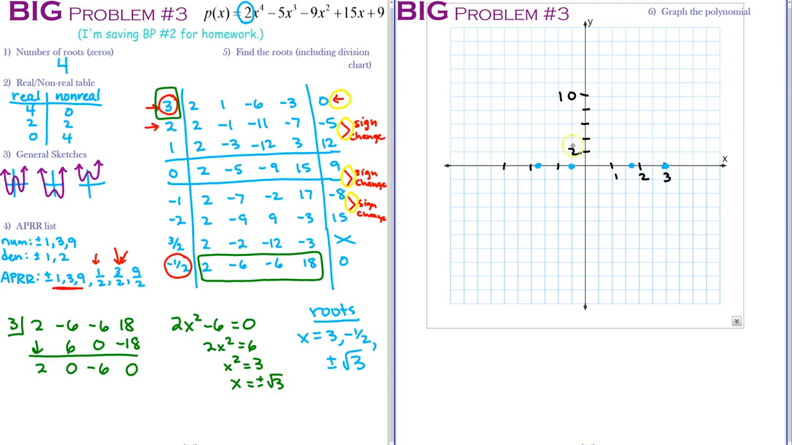And then back to the table, we have the point 2, negative 5. We have the point 1, 12. We have the point 0, 9. The point negative 1, negative 8. The point negative 2, 15. And that's all we have. Now, if you have some points that just don't seem to fit the pattern that you're expecting to see, that would be a red flag that there's a mistake somewhere. Remember, again, we have this quartic W shape that opens up. And there's our graph.